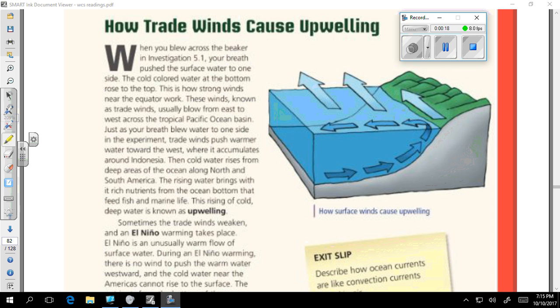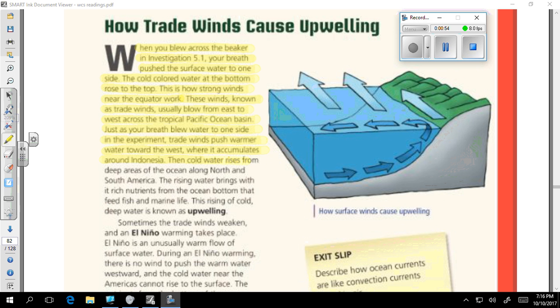When you blew across the beaker in Investigation 5.1, your breath pushed the surface water to one side. The cold colored water at the bottom rose to the top. This is how strong winds near the equator work. These winds, known as trade winds, usually blow from east to west across the tropical Pacific Ocean basin. Just as your breath blew water to one side in the experiment, trade winds push warmer water towards the west, where it accumulates around Indonesia.